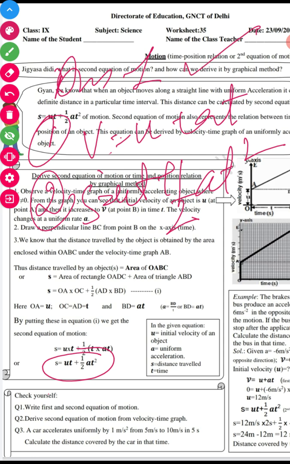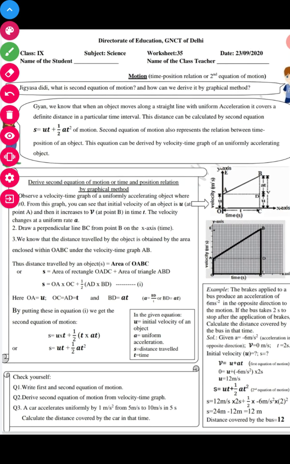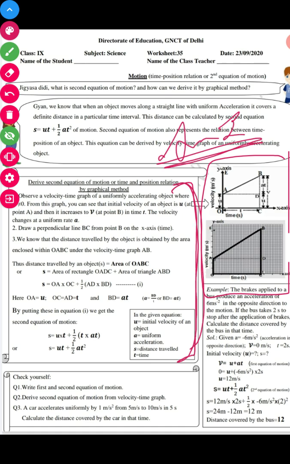Okay, the answer of the first question is this. And let's do the second question. In the second question we have to derive the second equation of motion from the velocity time graph. Then you have to write the answer. You have to draw these two graphs and write all these points. Okay, this is the answer of your second question.